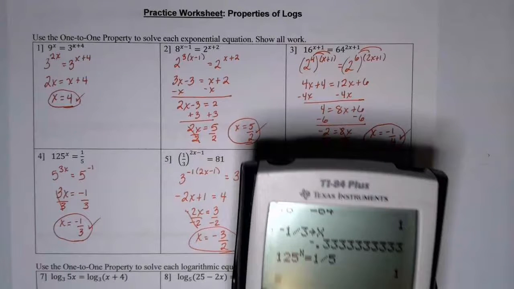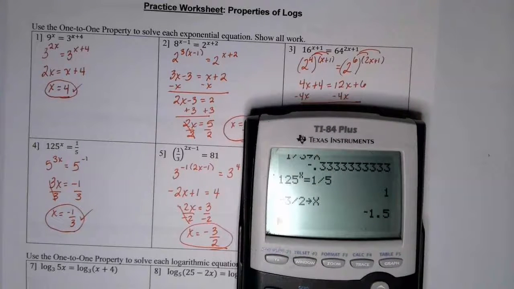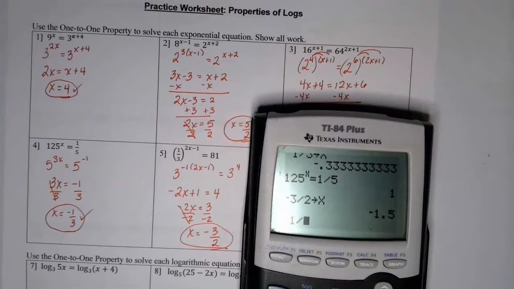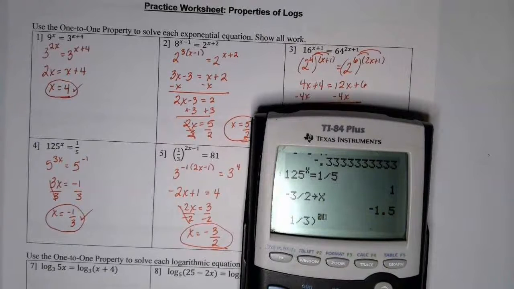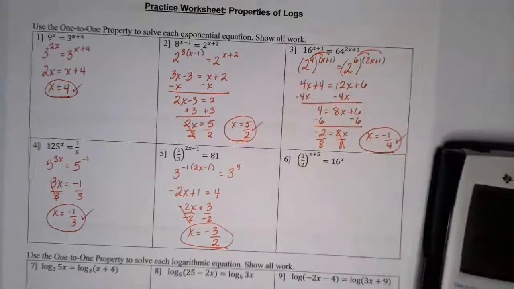And then we'll check that by storing negative 3 over 2 in the calculator, and then 1/3 raised to the 2x minus 1 power equals 81, and we get a 1, so we know that that checks.